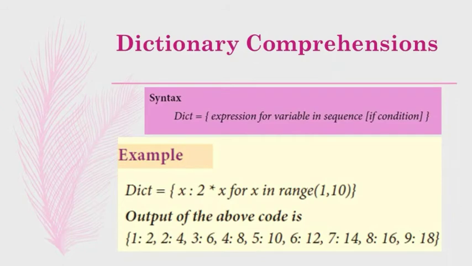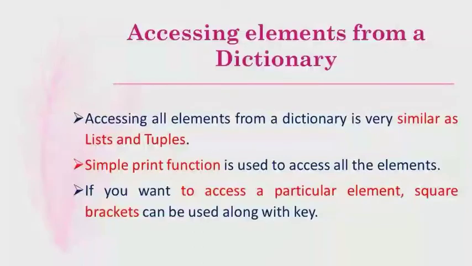Next let us see about accessing elements from a dictionary. Accessing all elements from a dictionary is very similar to lists and tuples. A simple print function is used to access all the elements. If you want to access a particular element, square brackets can be used along with the key.